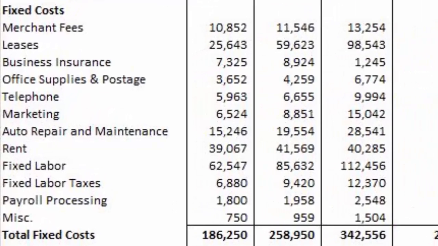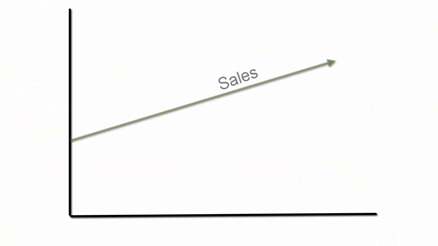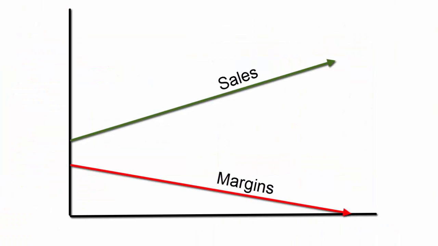Here again, we see that fixed labor is trending up, but so also are his leases. This means that the owner is adding new assets faster than the company is growing, another red flag identifying inefficiencies. Without this knowledge, this company could grow itself right out of business.